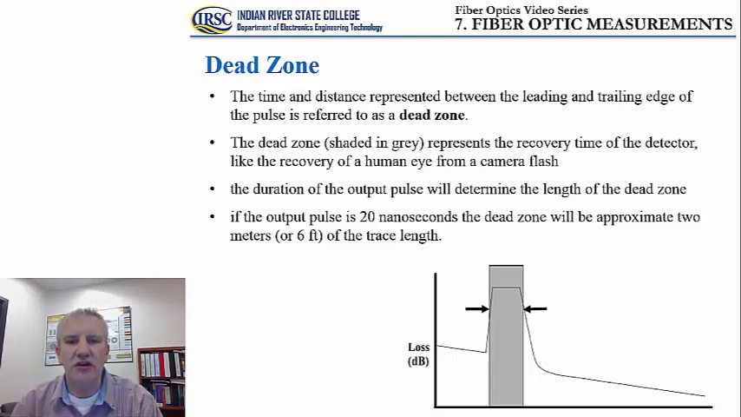That zone is shown here in gray, and it represents the so-called recovery time of the detector that is present in an OTDR, similar to the recovery of a human eye from a camera flash. The duration of the output pulse will determine the length of the dead zone. If the output pulse is 20 nanoseconds, the dead zone will be approximately 2 meters or 6 feet away from the trace length. In other words, if you are sending a pulse using an OTDR that's 20 nanoseconds long, your OTDR will not be able to capture any reflections, failure mechanisms or discontinuities that are within 2 meters or 6 feet from the location where the OTDR is positioned.